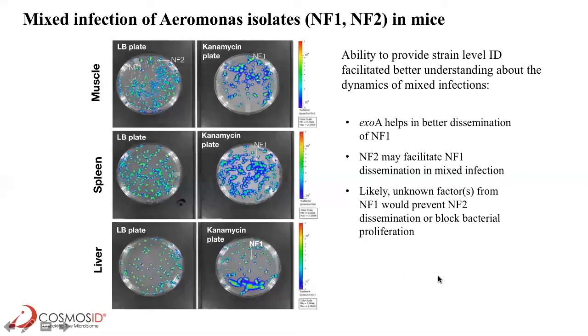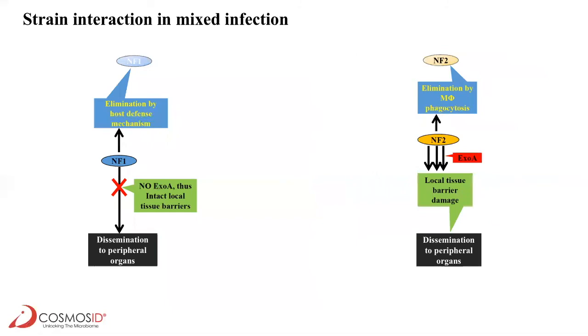That raises the question of how multiple strains interact in a polymicrobial infection model, and it helped us identify EXO-A, which is a virulence factor, and how different strains interact in mixed infection. When an avirulent strain is alone, it is knocked out by the intact local tissue barrier, so nothing happened. If only the virulent strain is attacked, then because of the virulence factor EXO-A, it was able to transmit across the local tissue barrier and disseminate to the peripheral organ.